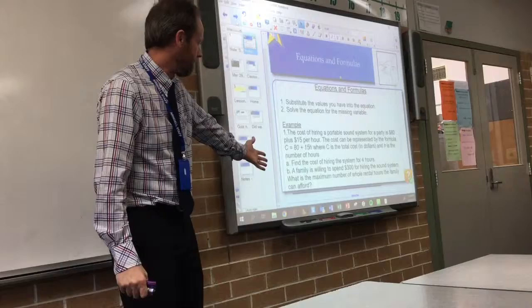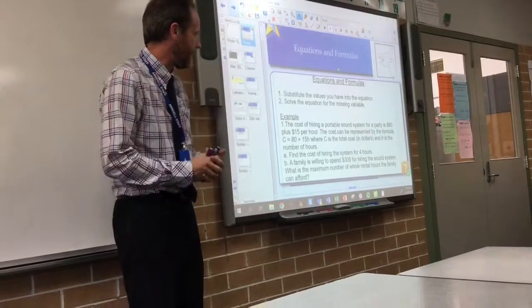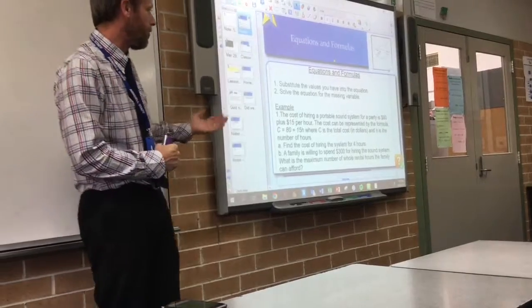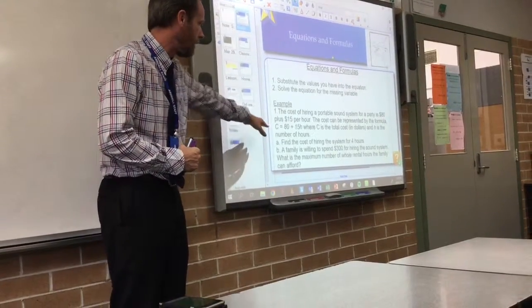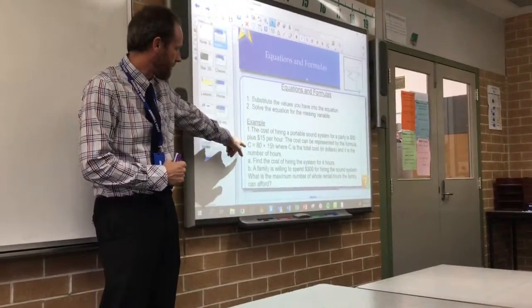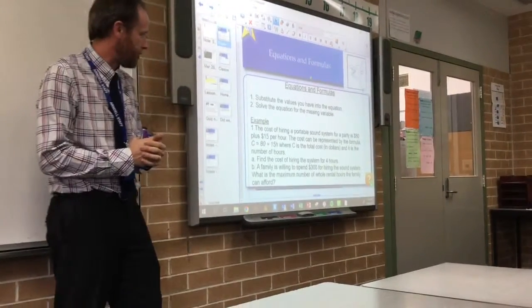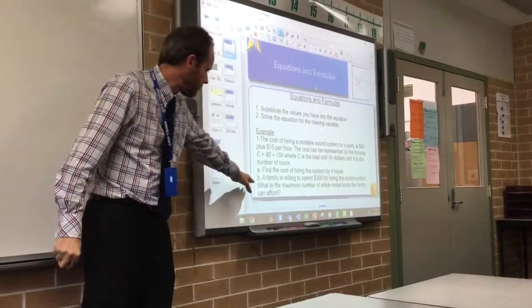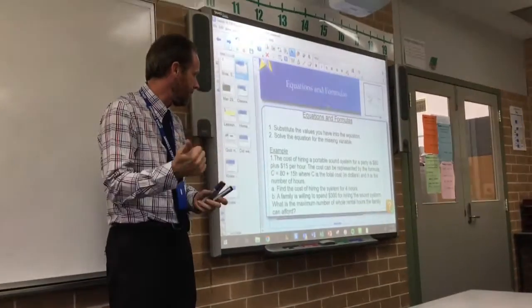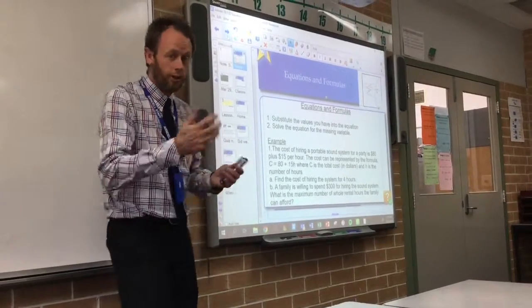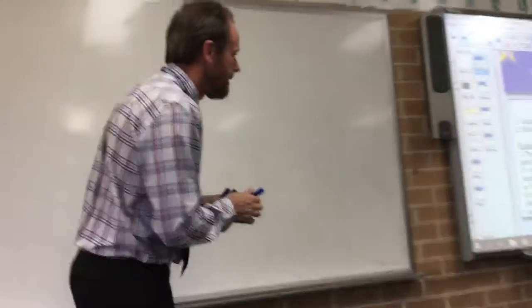We've got an example here. It's quite long. The cost of hiring a portable sound system for a party is $80 plus $15 per hour. The cost can be represented by the formula, and that's the key here, you need to see the formula, where C is the total cost in dollars and H is the number of hours. We've got two parts we need to do. Firstly, we want to find the cost of hiring the system for 4 hours. So let's do that over here.